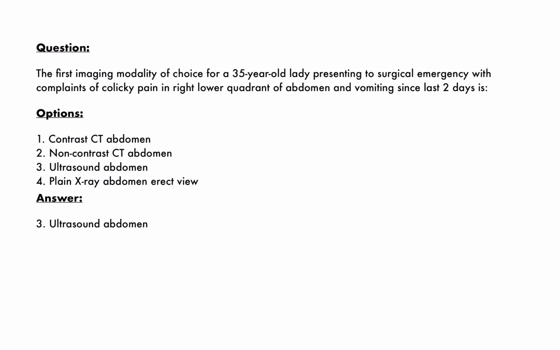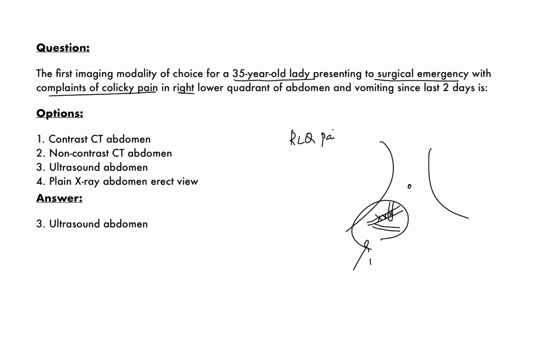Now, the first imaging modality of choice in a 35-year-old lady presenting to surgical emergency with complaints of colicky pain. So, right lower quadrant pain. So, in a woman, right lower quadrant pain, that means you have to look at the ureter. It can be ureteric colic. You have to look at the fallopian tube, that is any genital problem. You have to look at the appendix as well, that is appendicitis. So all can be checked with the help of ultrasound abdomen and pelvis. The first investigation we do is ultrasound abdomen. So my answer is option 3.